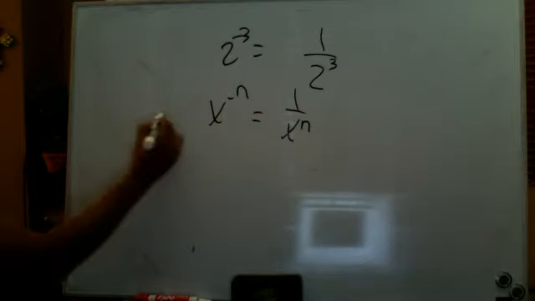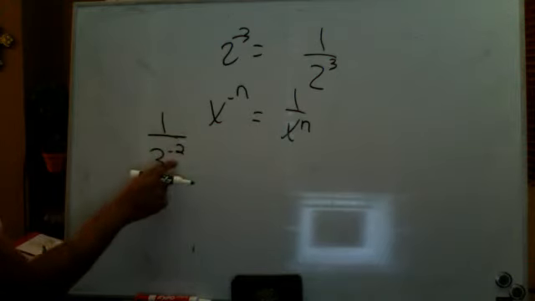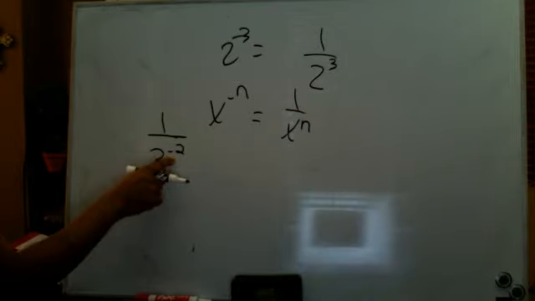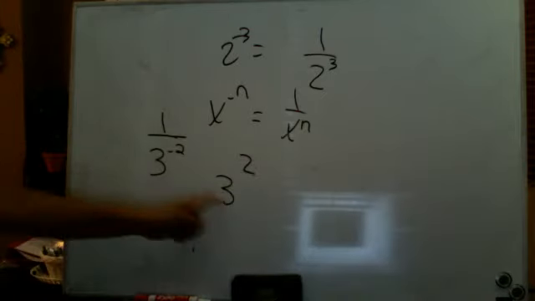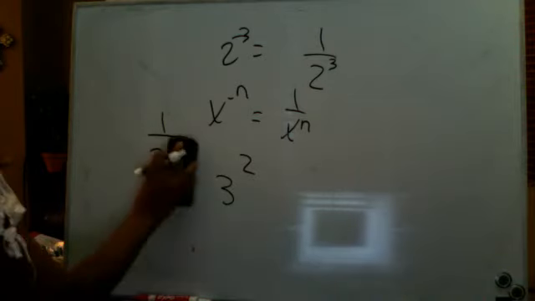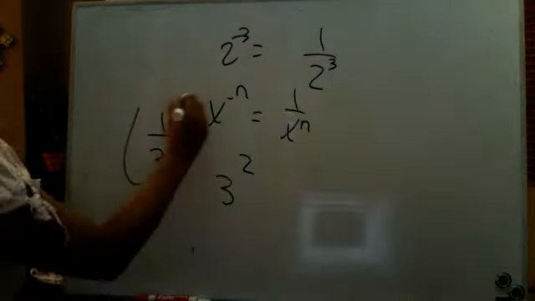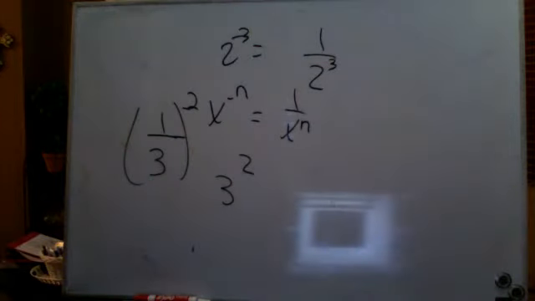For example, if you have 1 over 3 to the negative 2, to make that positive, because the exponent is negative, we're going to do its reciprocal. What's the reciprocal of 1/3? 3 over 1. So 3 squared. Now the exponent becomes positive, because this is a reciprocal of that. This is the same thing as saying 1/3 to the negative 2 power, and the reciprocal of that is going to be simply 3 squared.